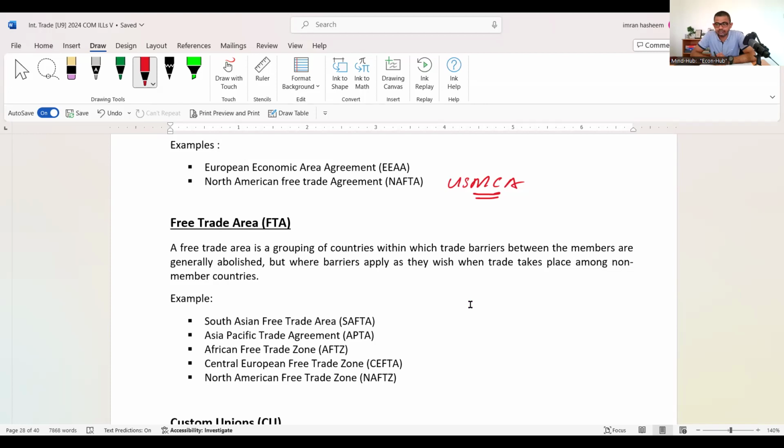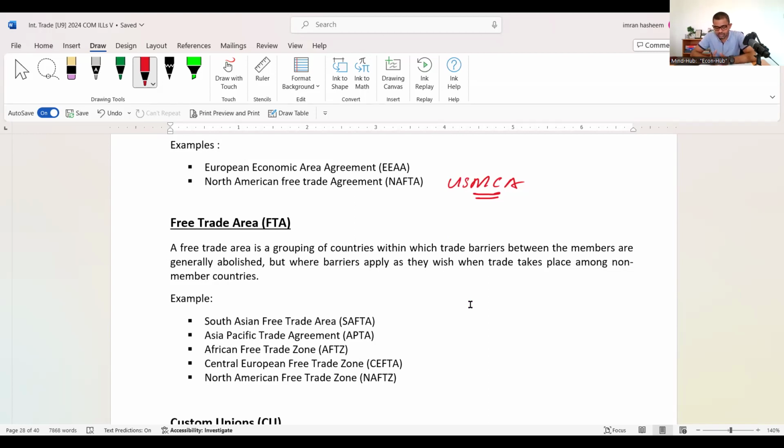Free trade area. A free trade area is a grouping of countries in the same region of the world, where generally all tariffs between member countries are abolished. In a PTA, some goods might be free of tariff, some goods might have lower tariffs. Definitely it will be less tariff than for non-members.